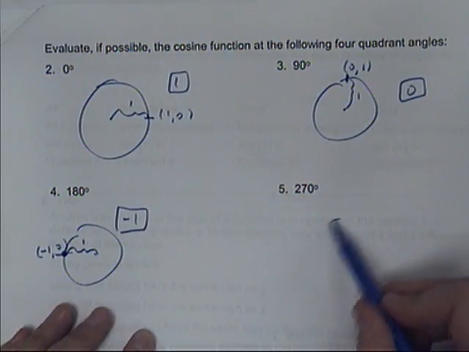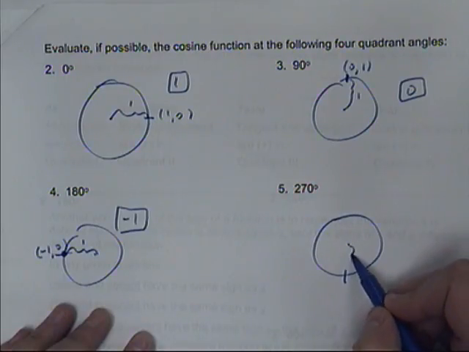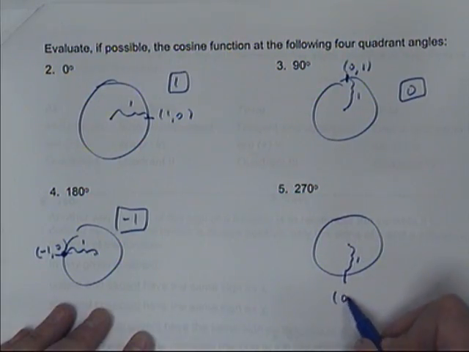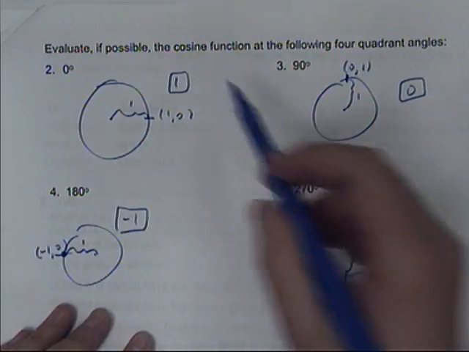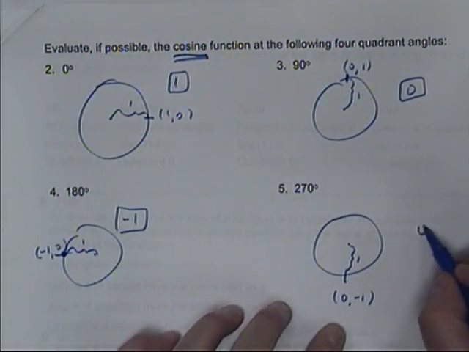And then finally at 270 degrees, that'd be down here. So again, here's the origin. This is 1 unit down, so the x value is 0, y value -1. Again, we're trying to find the cosine for this whole page, so that's just defined as your x value, so that would be 0.